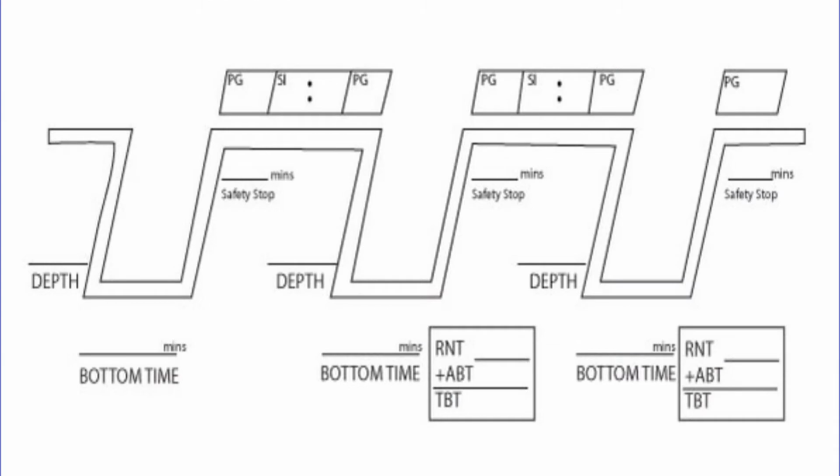Let's just quickly show these 3 dives using the log sheets that you'll find in your logbook. Dive number 1, we went to a depth of 18 meters for a bottom time of 30 minutes. This gave us pressure group K. After a surface interval of 45 minutes, we ended up in pressure group E, and we had residual nitrogen of 18 minutes.